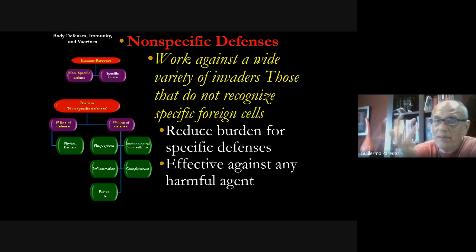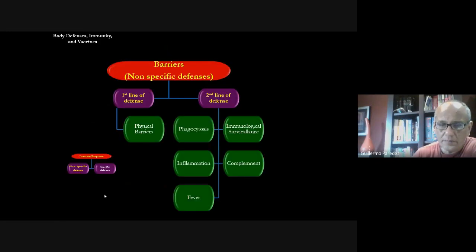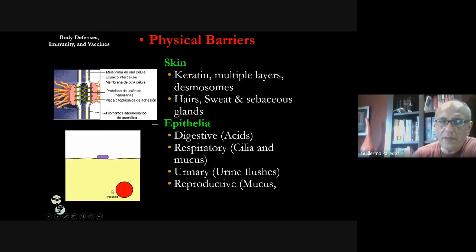All right, so non-specific defenses will be the first line and the second line. So we already know why they are non-specific defenses. So we talk about physical barriers. We have the skin. We have the digestive system, the acids, the respiratory system, the cilia and the mucus. Remember the pseudostratified epithelium, the cilia, and the goblet cells that produce mucus. The urinary system, the urine flushes, the flow of the urine.